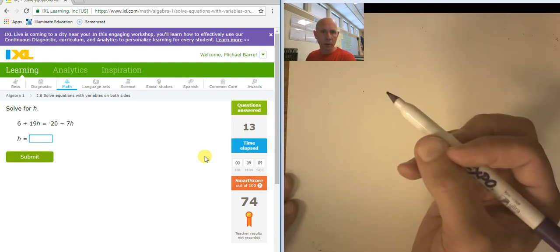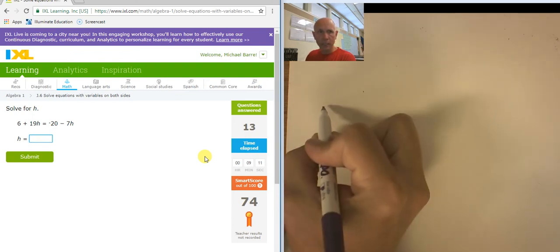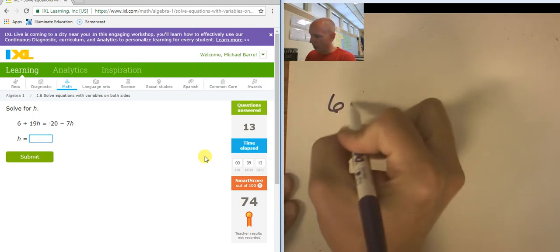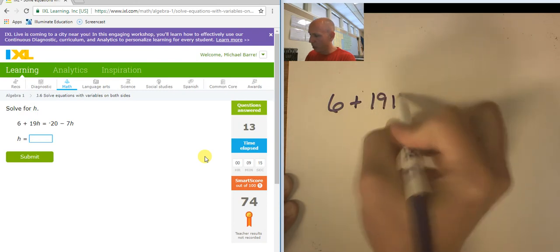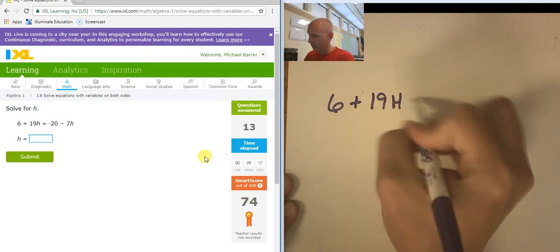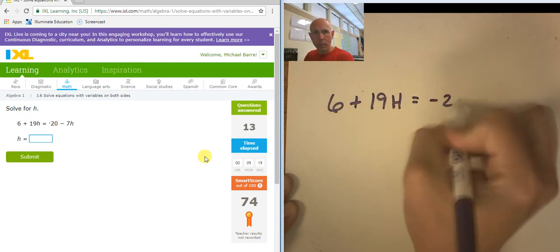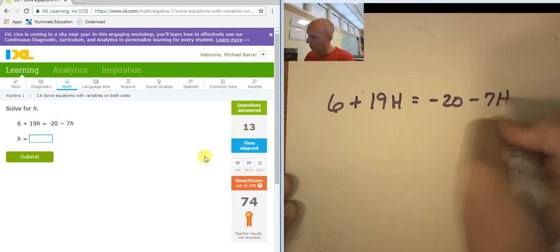I've almost been going for 10 minutes. 6 plus 19h equals negative 20 minus 7h.